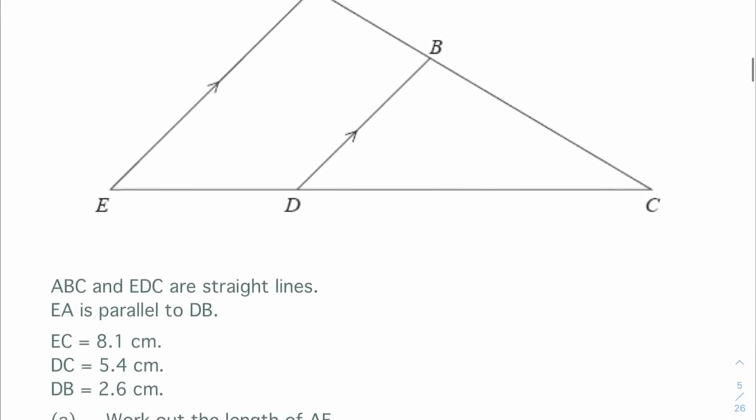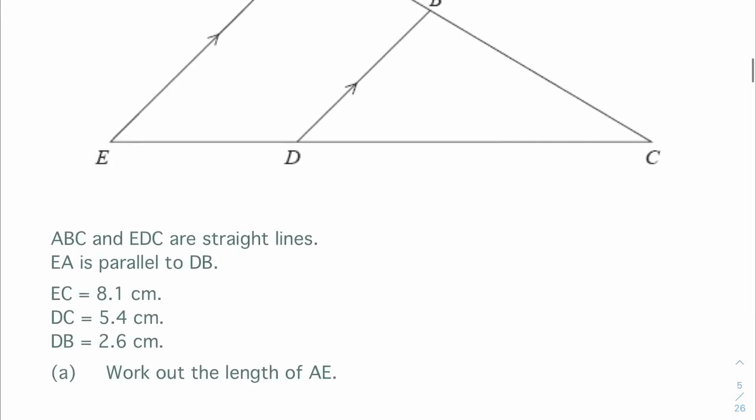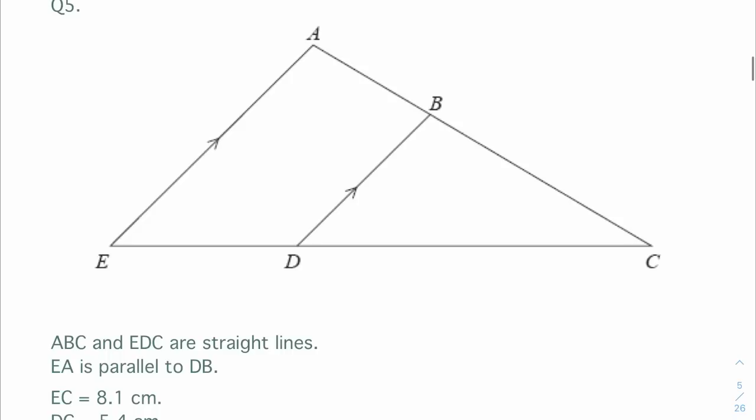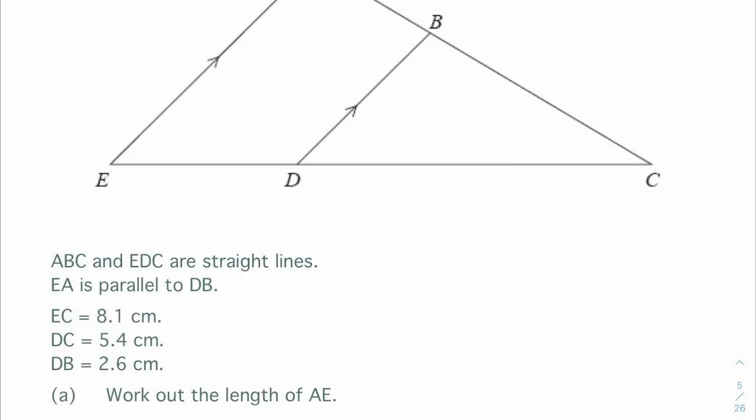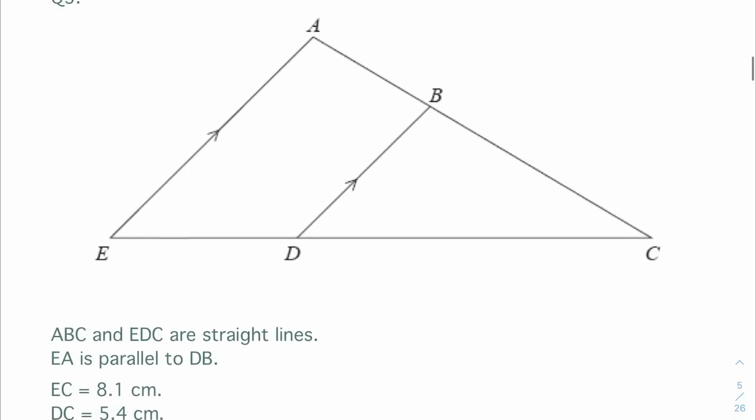Okay, so this question looks like we're going to have similar shapes. It says ABC and EDC are straight lines. EA is parallel to DB, and we can see that on the diagram because it's got our parallel line symbols. So these are parallel. Now it says some lengths that we need to add on to here, but it doesn't say anything about the lines being similar. So we need to know by looking at this diagram that these are similar shapes.